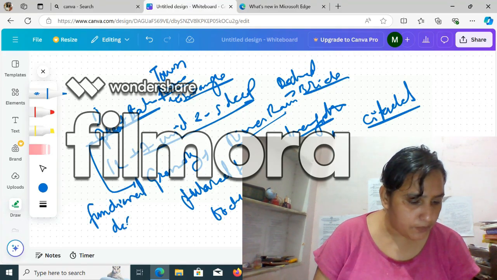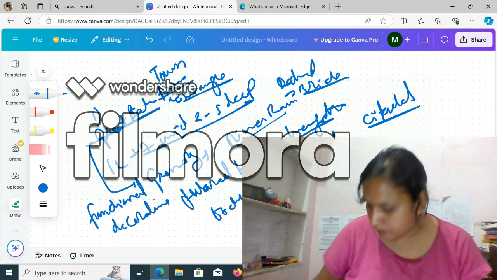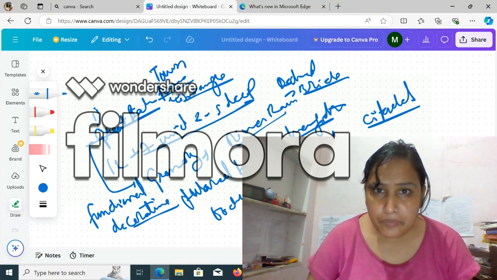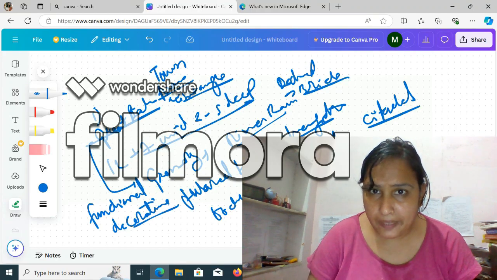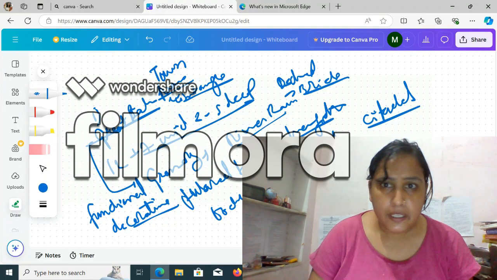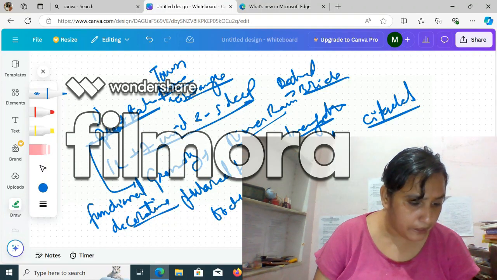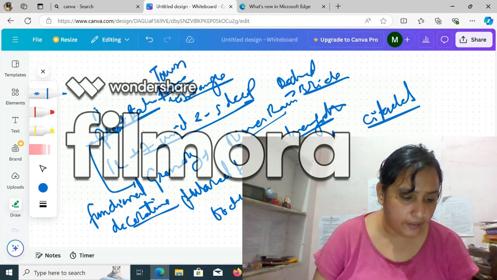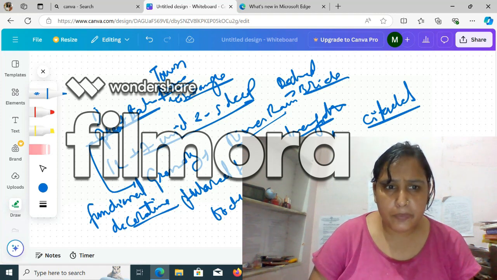And third was baked brick. They were using baked brick. And one more thing: most buildings were designed to be functional rather than decorative. So the buildings were not decorative, they were functional.